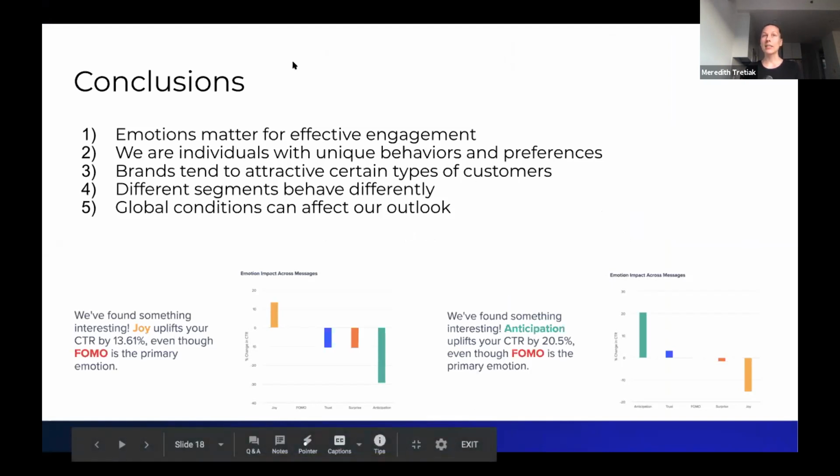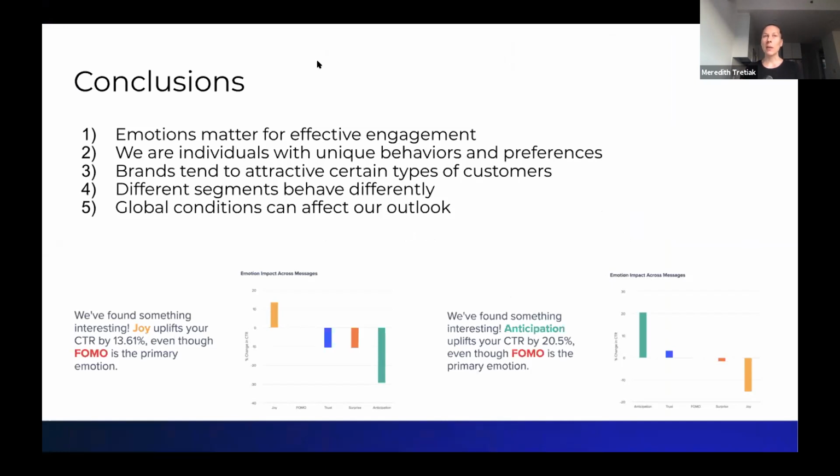Brands tend to attract certain types of customers. So you can think about this even, in the US, we have a very popular brand called the Dollar Shave Club. So obviously it's a more male-focused brand. And so maybe that audience responds to different emotions overall than something that's more female focused. And then there are variations within that audience itself. So that would be the different segments that behave differently. And then of course, especially given what's going on today, global conditions can affect emotions, and then also our outlook and how we would potentially engage with a brand.